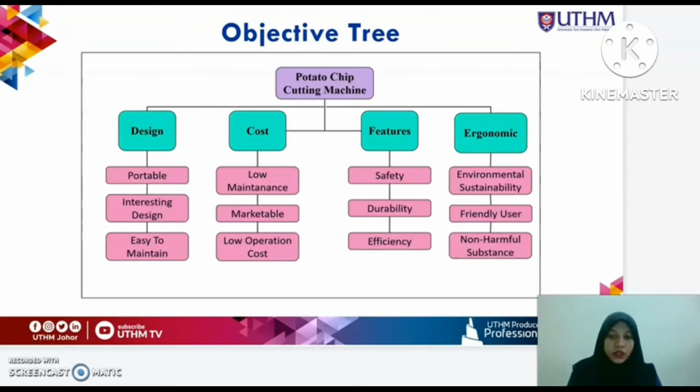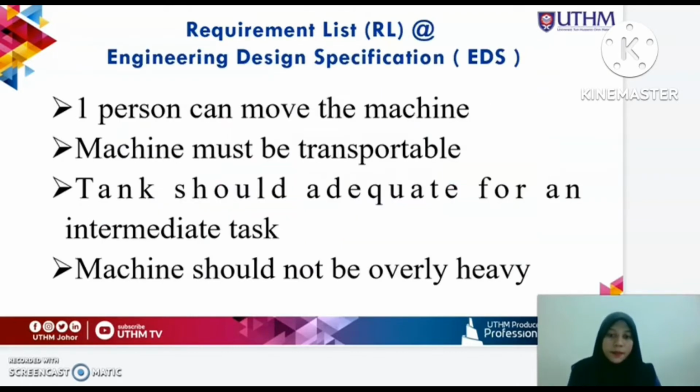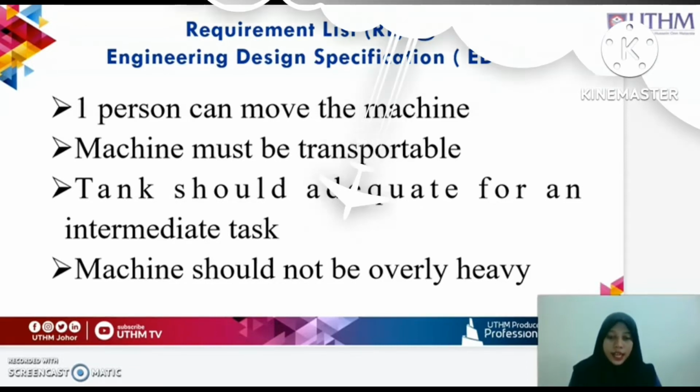For objective 3, we have four main objectives, which are design, cost, features, and ergonomics. In the engineering design specification, we knew that one person needs to move the machine, so it must be transportable. The time should be adequate for an intermediate task, and the machine should not be overly heavy.